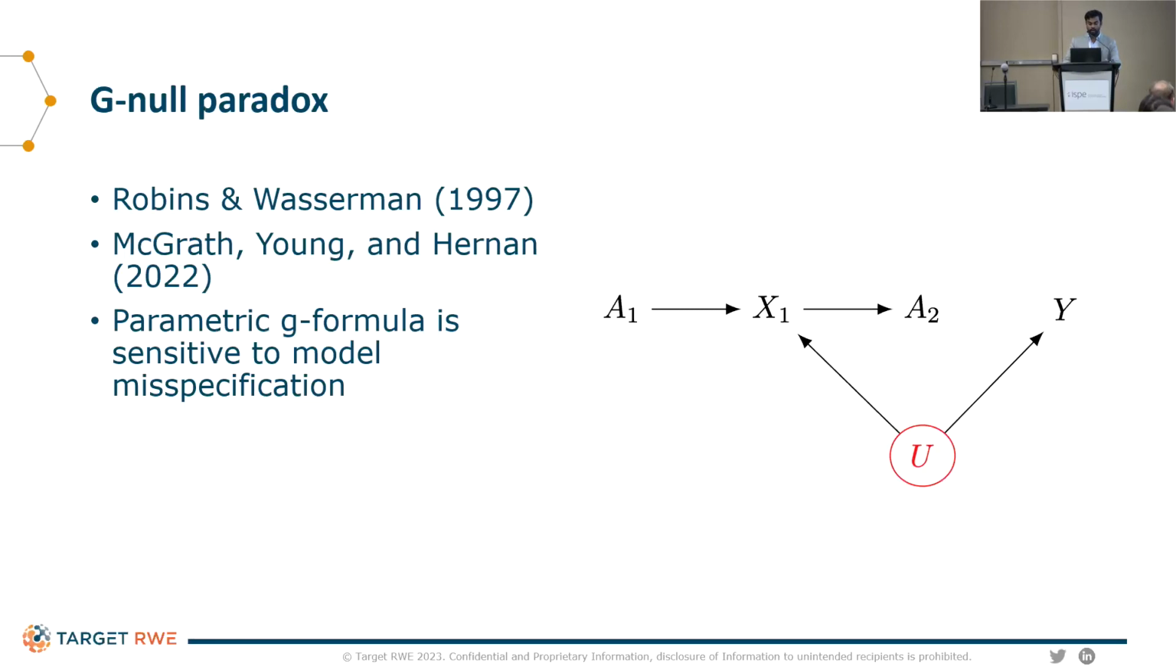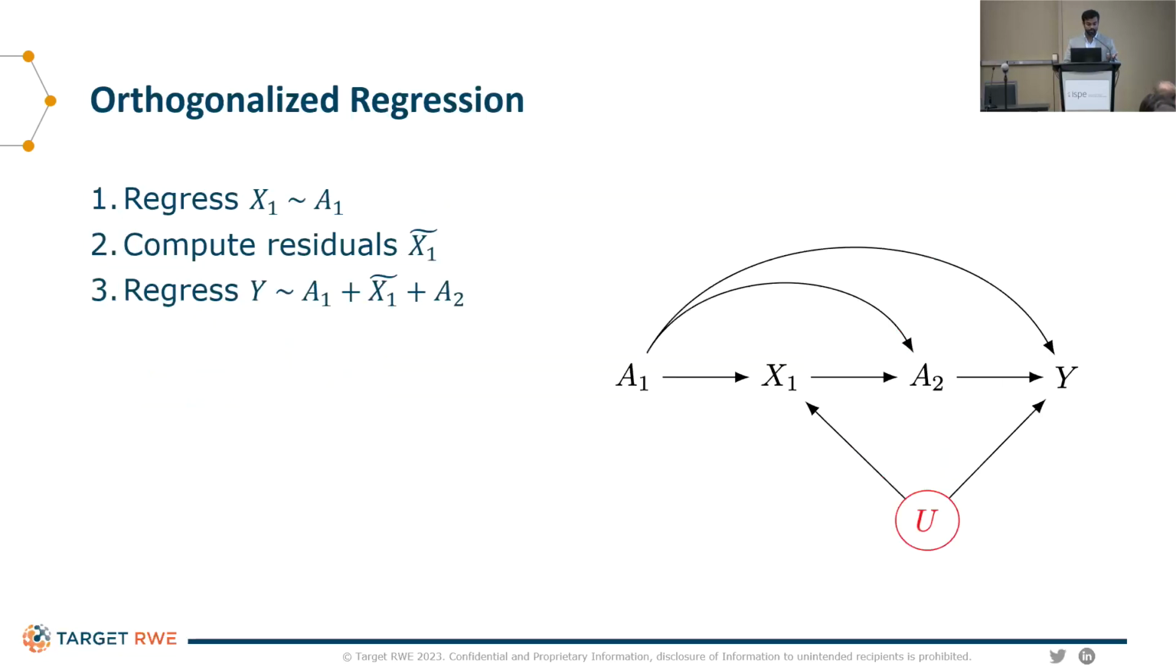The G-null paradox is this finding that if you assume that there is truly a treatment effect when you set up your parametric G formula model, but in reality there is no treatment effect, as you can see, there are no arrows from A1 or A2 into the outcome Y. If that's the truth, but you assume that the arrows exist, the parametric G formula gives you biased estimates. That is, when the truth is 0, the parametric G formula will give you non-zero results. That's a result of the sensitivity to model misspecification of the parametric G formula. And that's where orthogonalized regression comes into play.